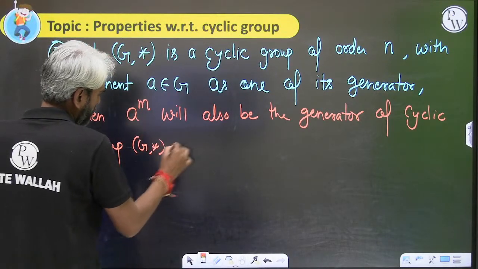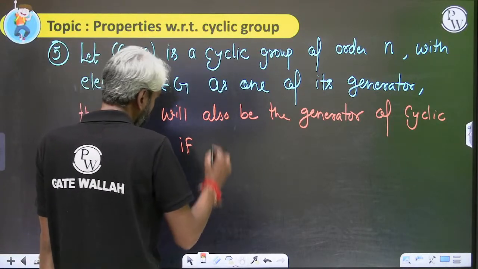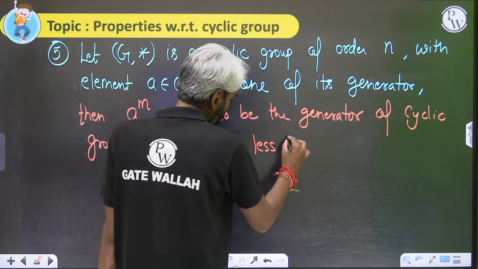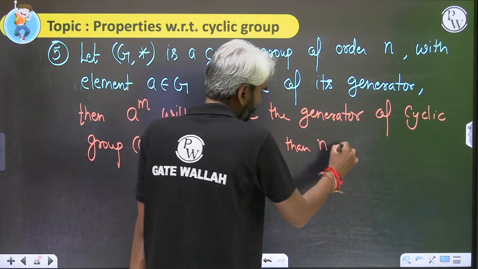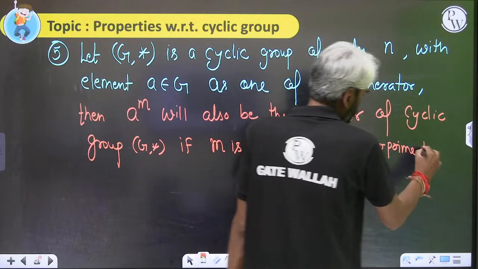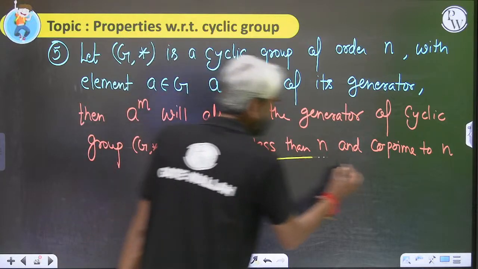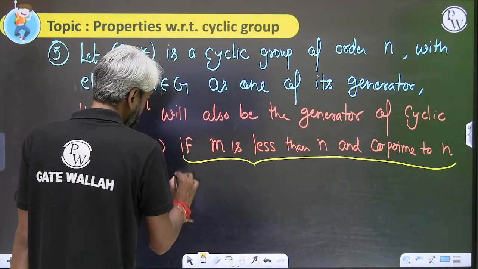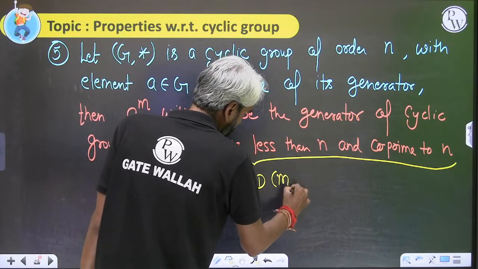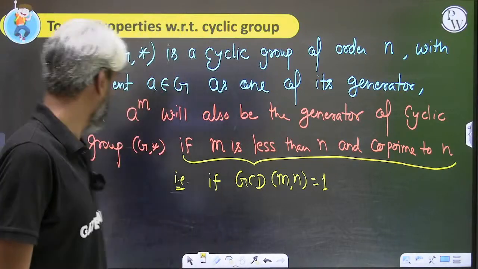A raised to the power m will also be a generator of the cyclic group G comma asterisk if m is less than n and co-prime to n. So that is, if m is less than n and co-prime to n, it means that the GCD of m and n is equal to 1. So that's a very important thing.